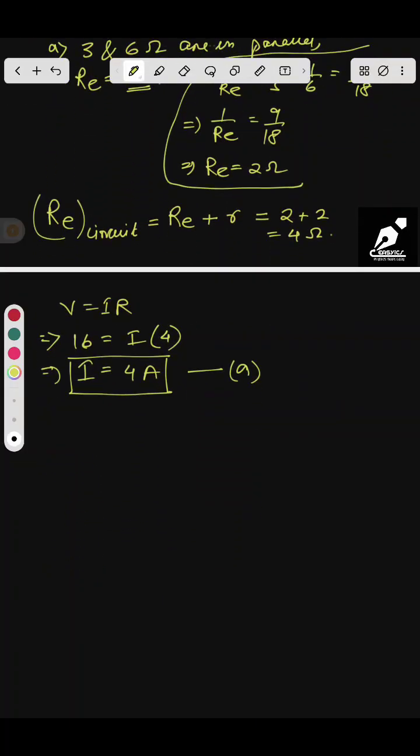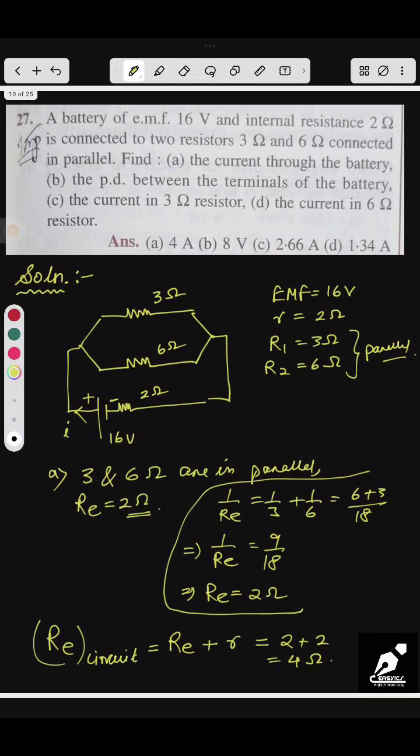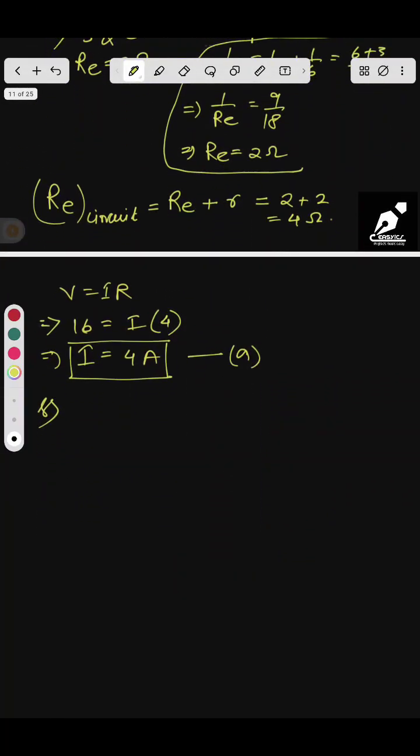Okay, what is part B? Part B was, I guess, the potential difference between the terminals of the battery. What is the difference between EMF and potential difference? Okay, EMF is always measured when the circuit is open.